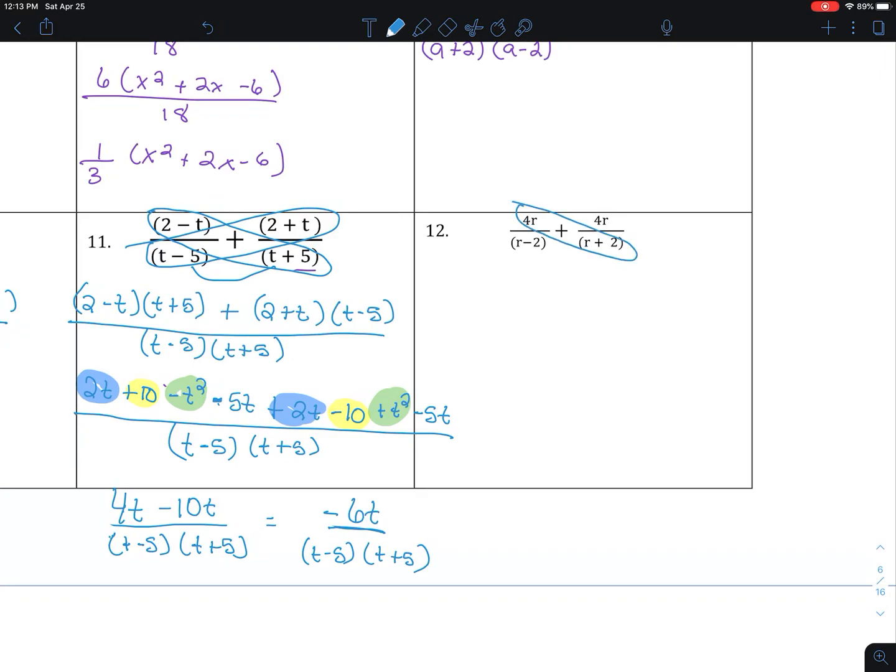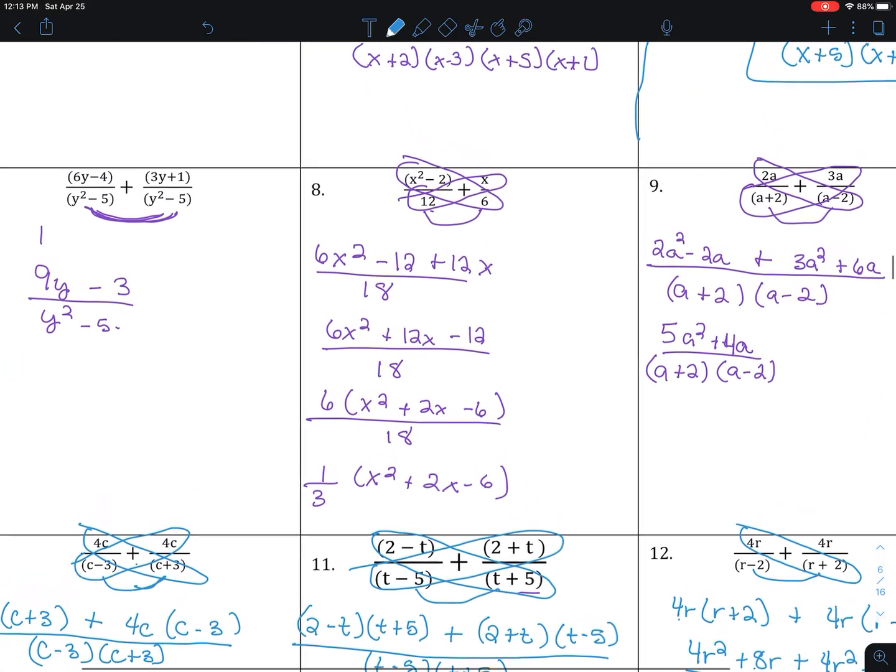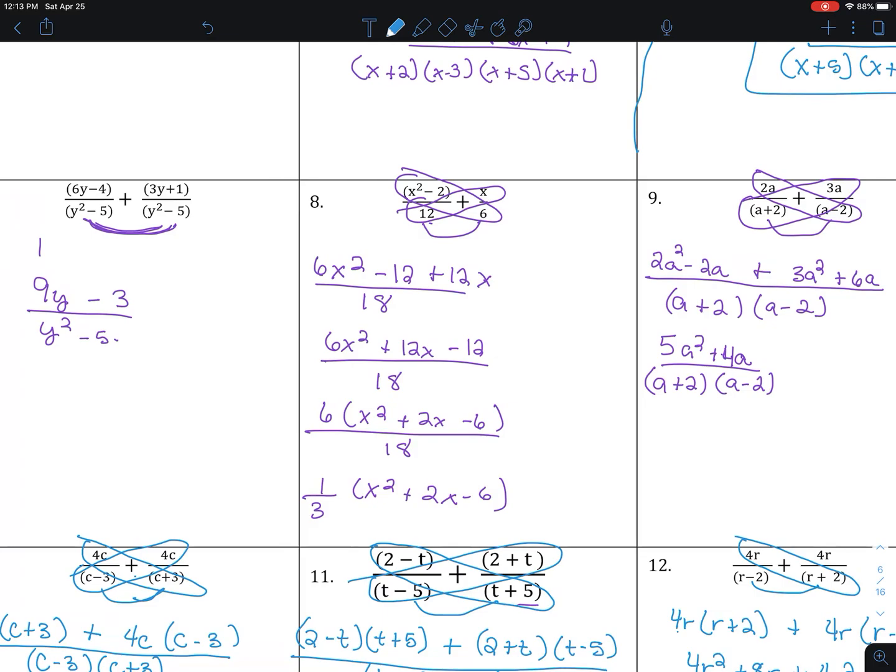All right, we're going to do the same thing here. We're going to use the shortcut. So we have 4r times r plus 2 plus 4r times r minus 2. And that'll get us 4r squared, I know I didn't do the bottom, plus 8r plus 4r squared minus 8r, all over, multiplying the bottoms, we get r minus 2, r plus 2. And so my answer is 8r squared, and then 8r minus 8r zeros out. So I have 8r squared over r minus 2, r plus 2. Okay, and that is more adding and subtracting rational expressions.